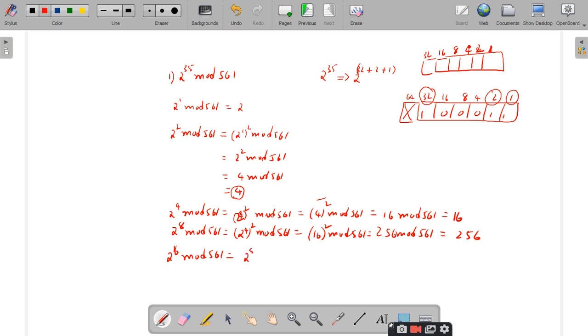Now I calculate 2 power 16 mod 561. I can write it as 2 power 8 whole square mod 561, that is 256 whole square mod 561. What is 256 whole square? 65536. What is 65536 mod 561? You can use the calculators also.